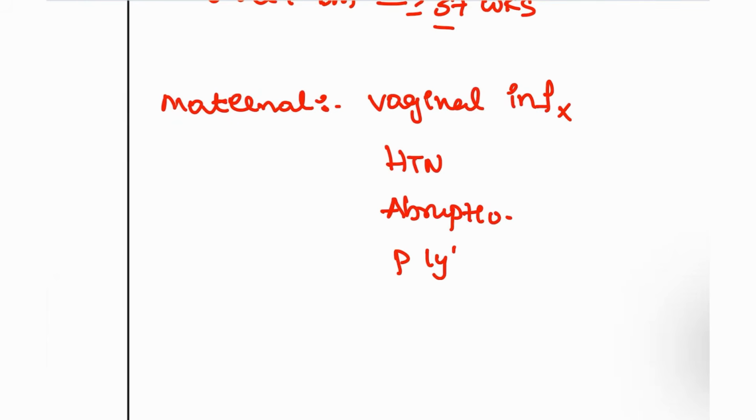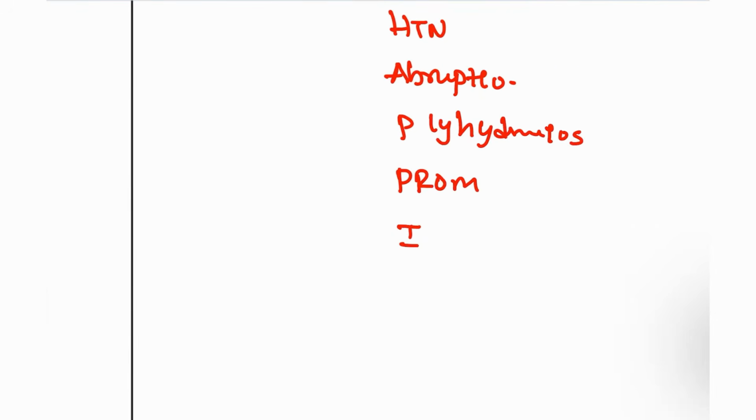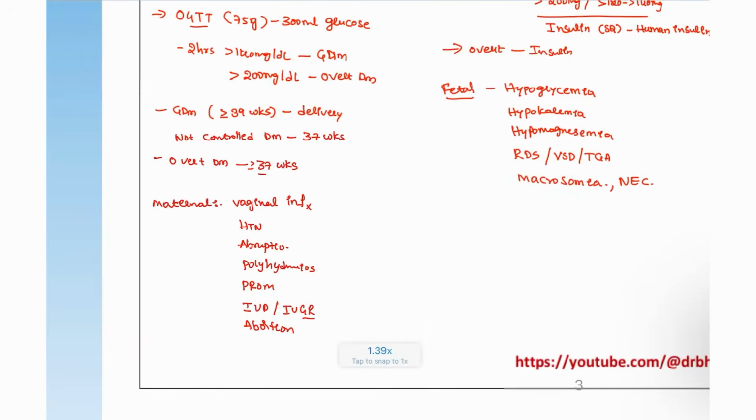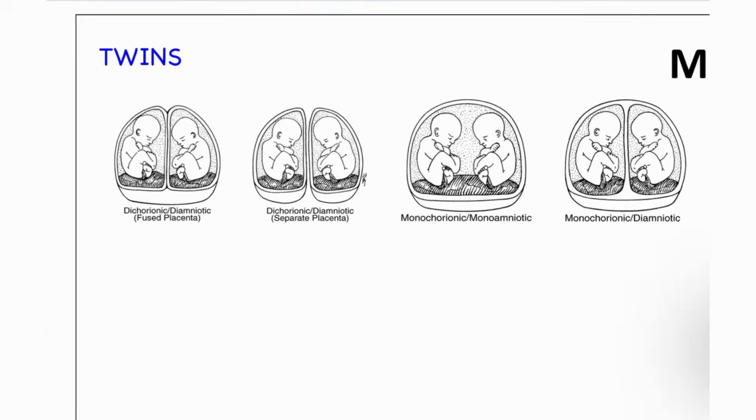Polyhydramnios will be seen, and premature rupture of membranes and intrauterine death, or IUGR, will also be seen. Usually we think only of macrosomia, but IUGR can also be seen, and abortion can also occur in this patient. Highly, all these complications will be seen in patients with diabetes mellitus.